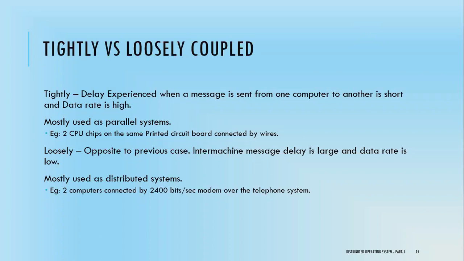Loosely coupled means the opposite of the previous case: inter-machine message delay is large and the data rate is low. Mostly used as a distributed system. Example: two computers connected by a 2400 bits per second modem over the telephone system.